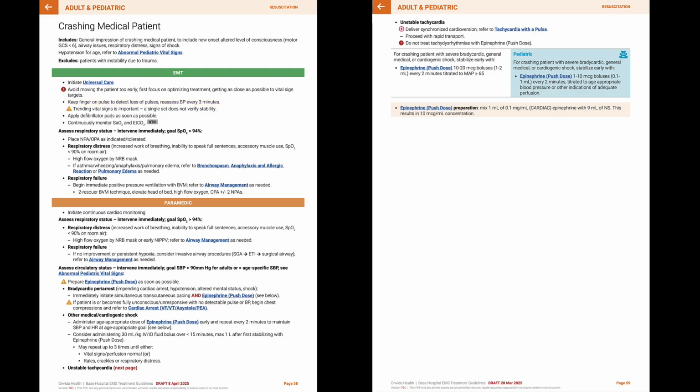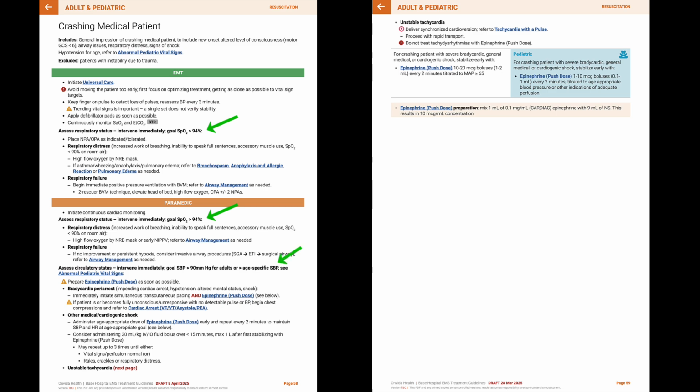Next, we pivot to airway and breathing. The goal is to get saturations to 94% or better, and interventions need to be applied as soon as possible. Now keep in mind, this 94% oxygen target is an ideal goal. You can see we have a specific target for blood pressure as well.